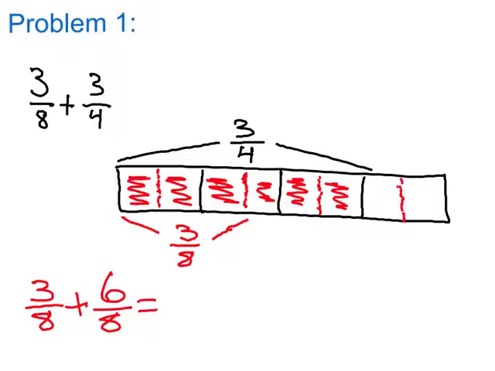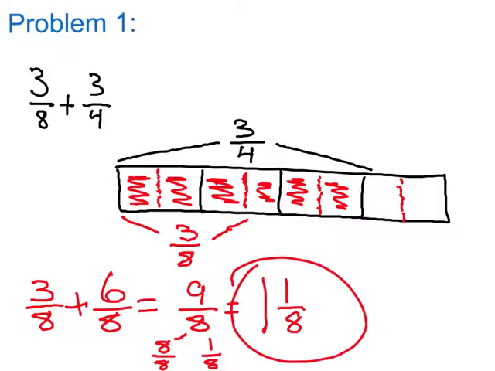Now we can simply add this up. 3 plus 6 equals 9, and then we're working in eighths. Now we have a problem. We know that we have a number bond here that we could create. We know that 8/8 and 1/8 would equal 9/8. 8/8 is the same as 1, and we have 1/8. So this would be our answer.